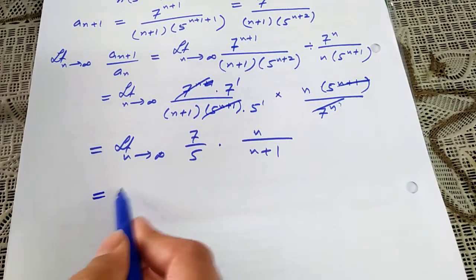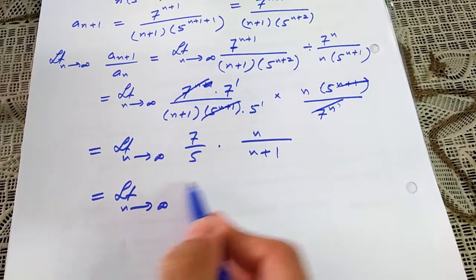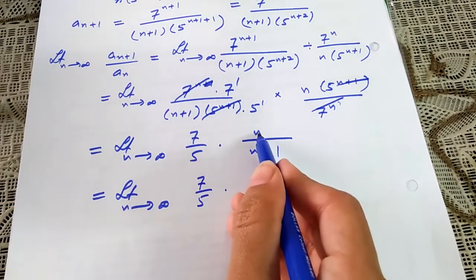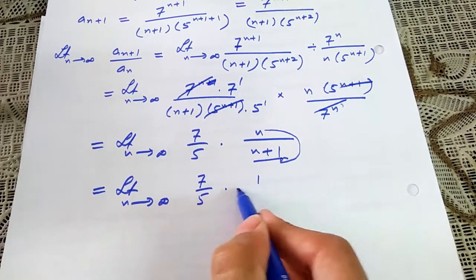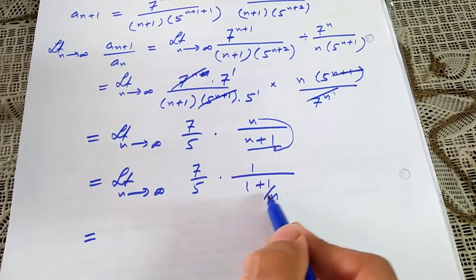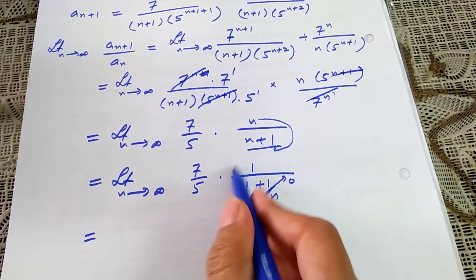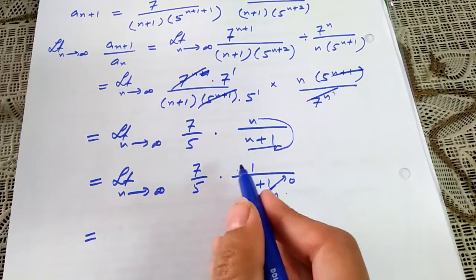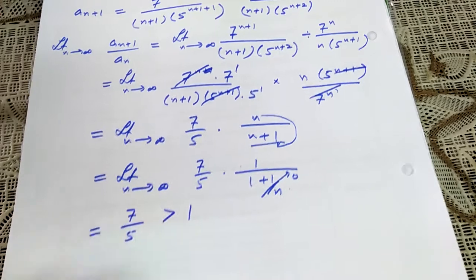Now it can be written as limit n approaches to infinity, 7 over 5 into, move this n down here in the denominator and divide it, you will get 1 over 1 plus 1 over n. And if you apply the limit here, this term goes to 0 because 1 over infinity gives 0. So from here you will get 1 in your answer. 1 into 7 over 5, you will get 7 over 5.